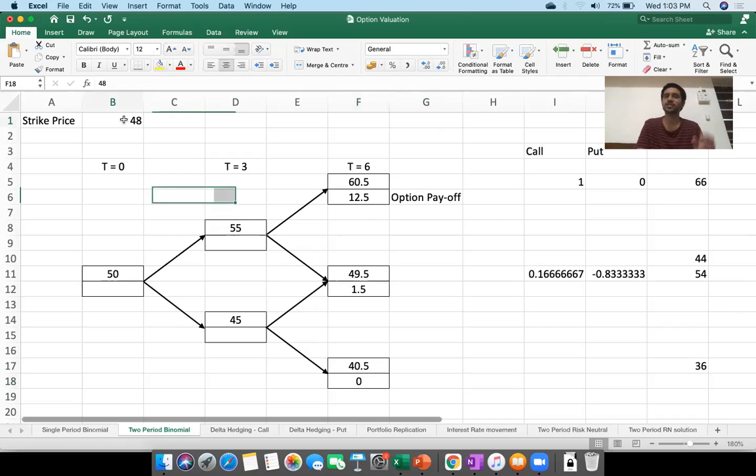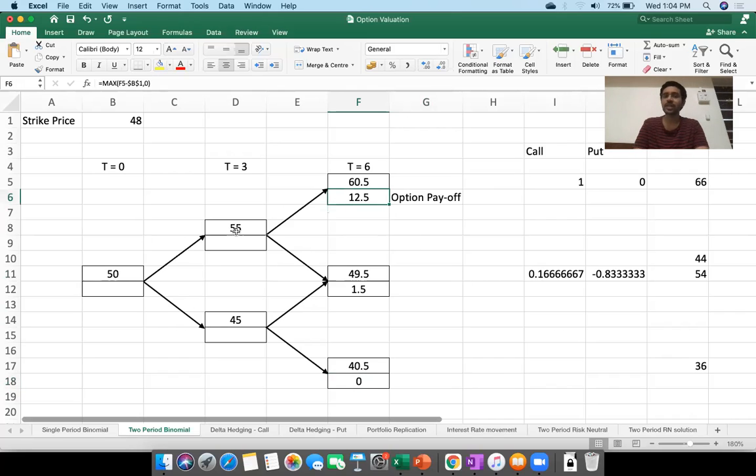If you remember, our strike price was 48, which means the payoff of the option at t equal to 6 at this node is 12.5. At this node, it is 1.5, 1.5 being the difference between 49.5 minus 48 for a call option. And at the upper node, it is 12.5, which is nothing but the difference between 60.5 and 48. So we are going to calculate the payoff at each node at the maturity of the option contract. Here we have a payoff of 12.5, 1.5, and 0.